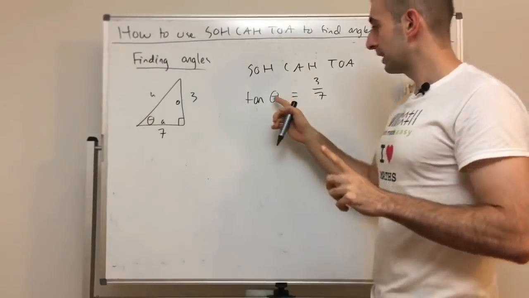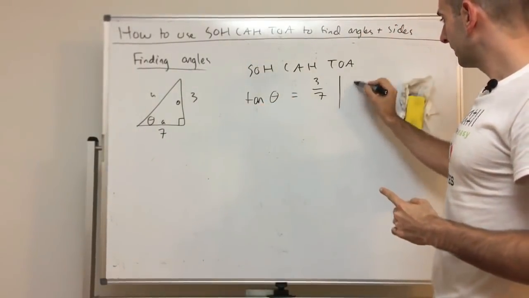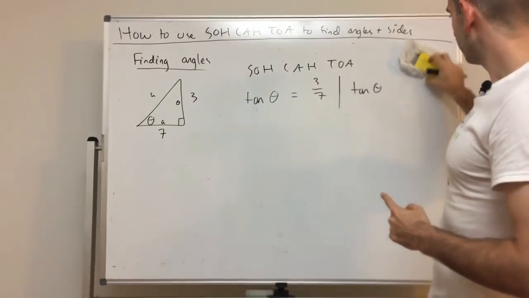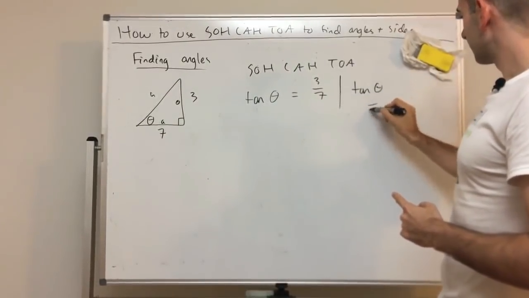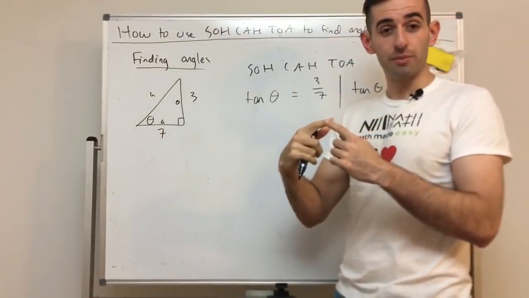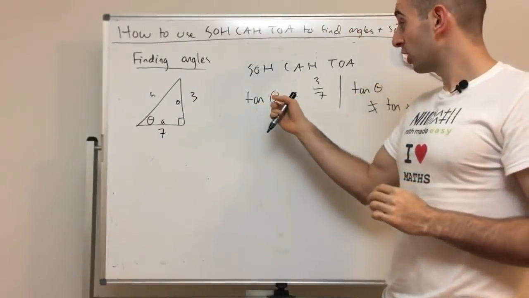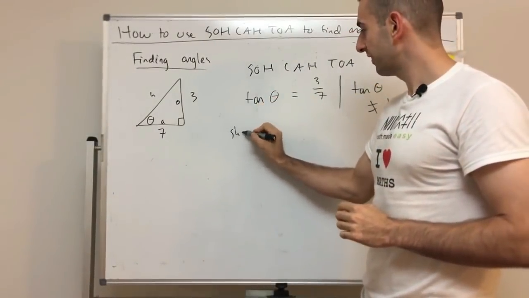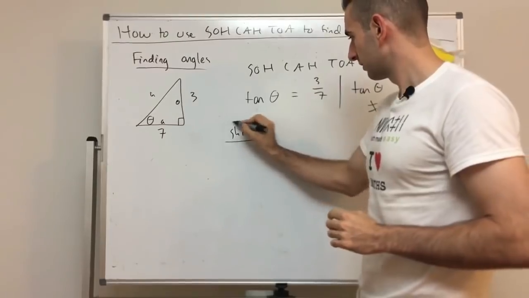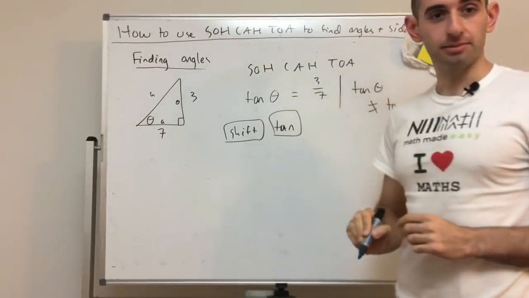Now here's what you've got to understand. Tan theta is not a multiplication, so I'll just write that here. Tan theta does not equal tan times theta. Right? Tan theta is a ratio. It's tan of the angle theta. So to solve this, we're going to use the shift tan button on the calculator.